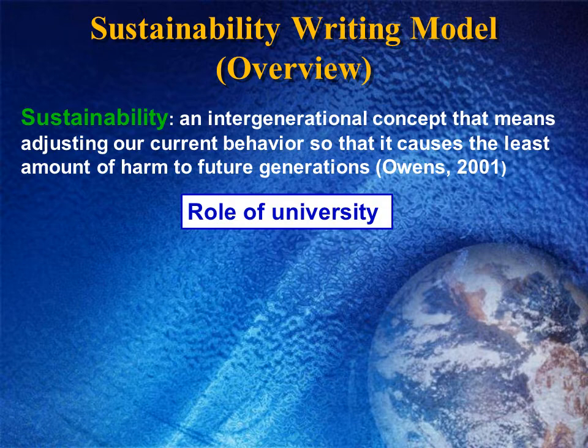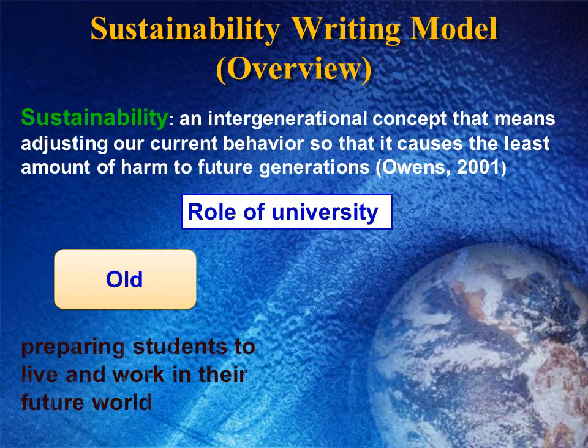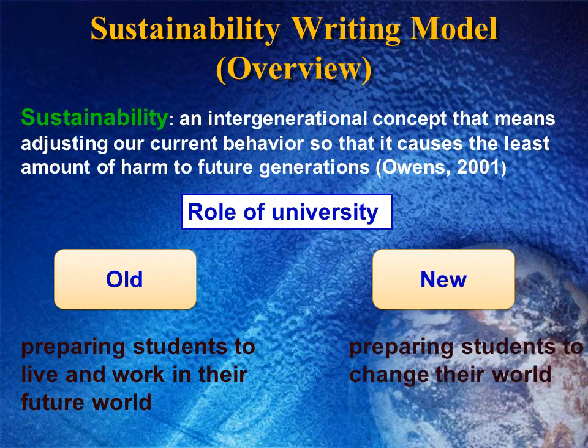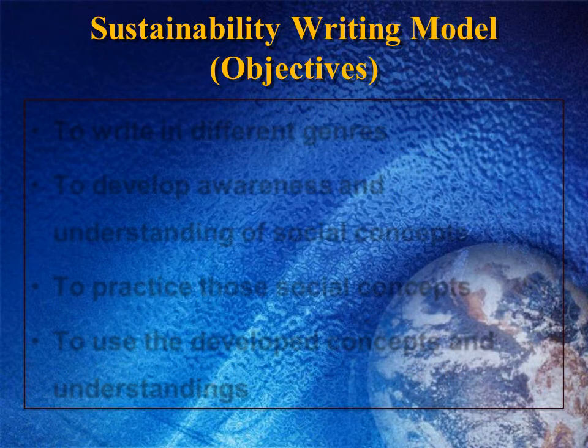According to Hale, the older role of universities was to prepare students to live and work in their future world. This role has to change to preparing students to change their world as they continue to live and work in it. A curriculum on sustainability requires many disciplines and fields integrated within it. For this reason, English classes, and particularly composition ones, present themselves as a suitable platform for such a curriculum.